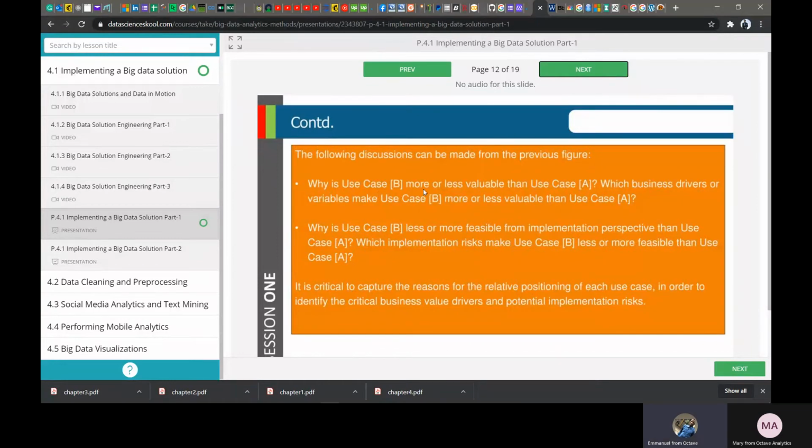Why is use case B more or less valuable than use case A? Which business drivers or variables make use case B more or less valuable than use case A? The question also asks why use case B is less or more feasible from an implementation perspective than use case A. Which implementation risks make use case B less or more feasible than use case A? So it's critical to capture the reasons for the relative position of each use case in order to identify the critical business value drivers and potential implementation risks.